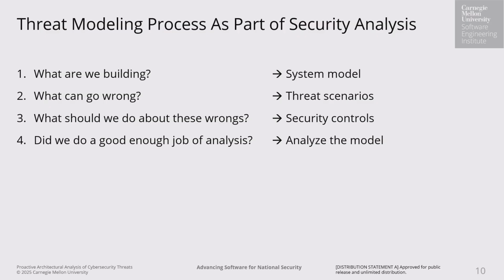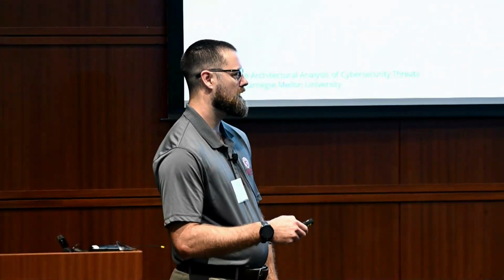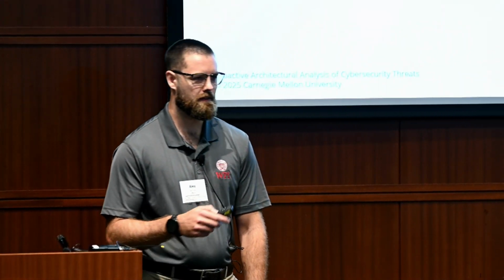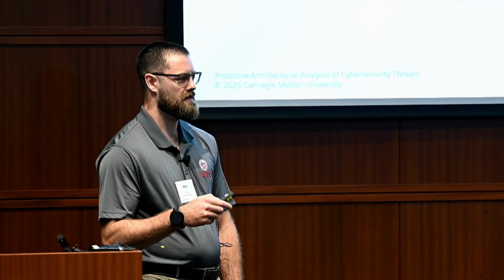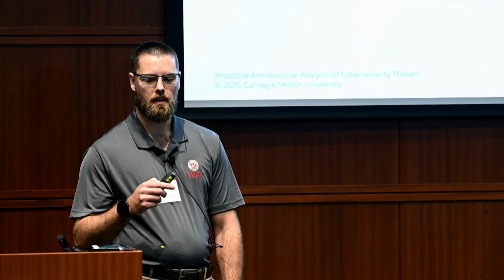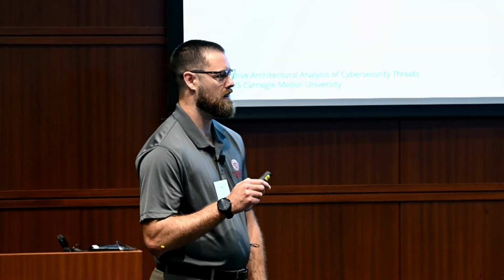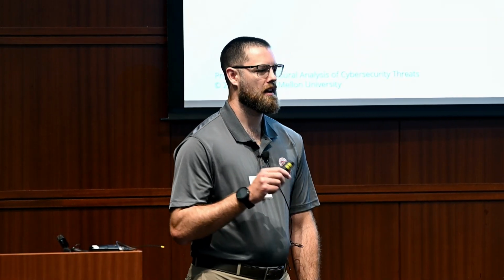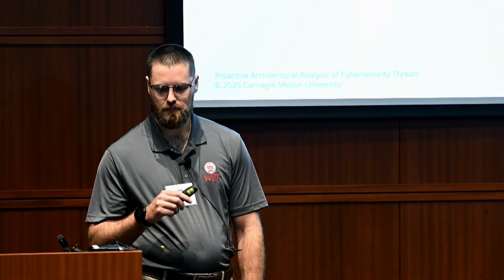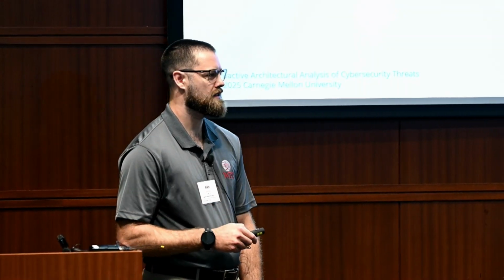The third one is what can we do about those threat scenarios? What can we do about those wrongs, right? So these are going to be your security controls. We're going to show how you can source these from a lot of great open standards like NIST 853 and some others. And then finally, right, that verification validation step. Did we do a good enough job of threat modeling, and how can we prove that? And so that's where we're going to get into that analysis of the model.